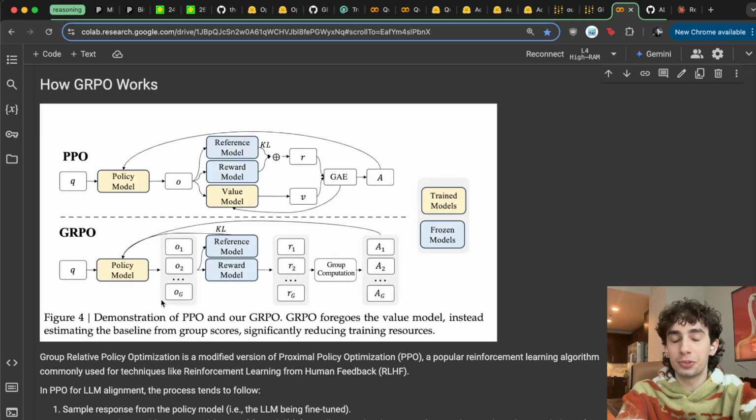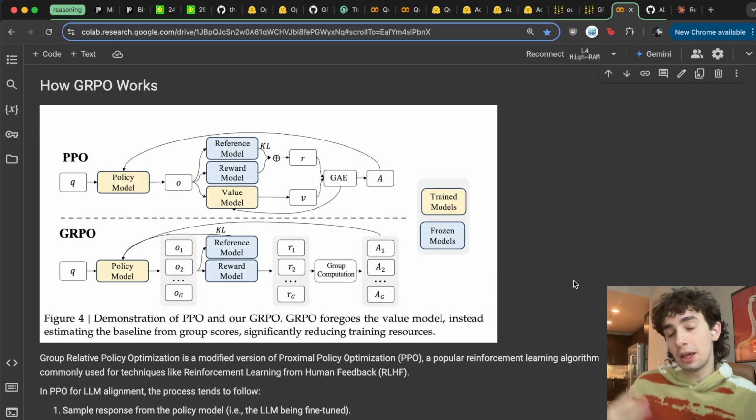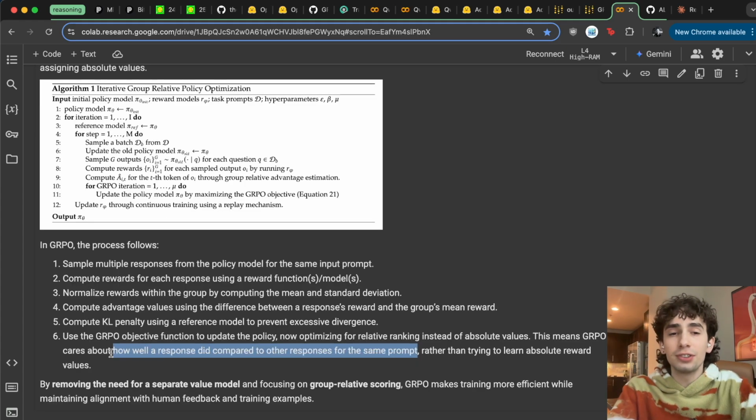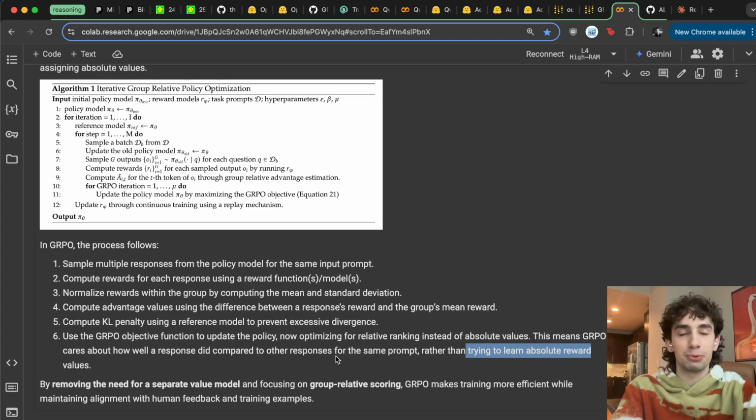Looking at all of the rewards from all of the outputs, we can find what the average reward is and then calculate our advantages a little bit differently, because now our advantage is going to be calculated based on how different the individual rewards are from the mean average reward. The policy is then updated based on the relative ranking of the outputs rather than a whole reward value. And the beauty of this is that GRPO then cares more about how well a response actually did compared to other responses for the same prompt, rather than trying to learn these absolute reward values.